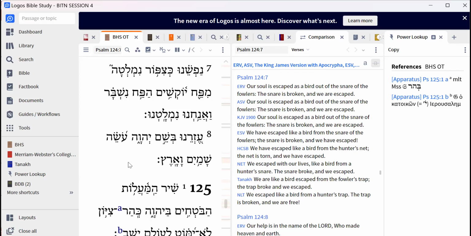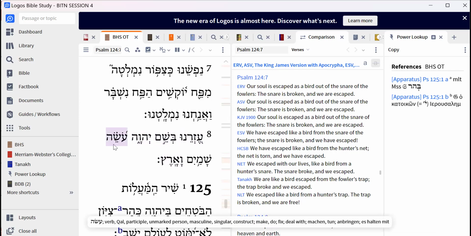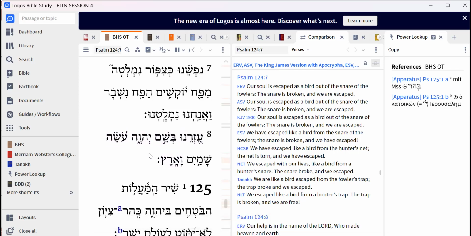We did not initiate the action, but the action was initiated. And who initiated it? Of course, in this context, Yahweh is the one who initiated the action. He caused us, made us to escape. And so then it goes on. Of course, our help is in the name of the Lord Yahweh, who made the heavens and the earth.